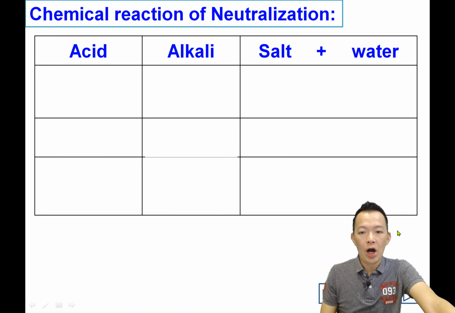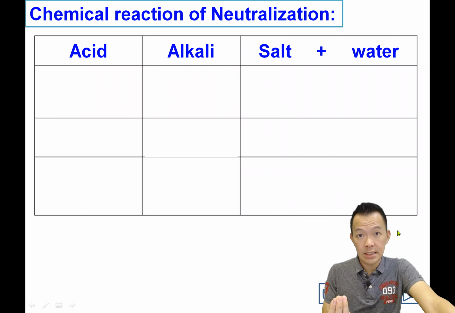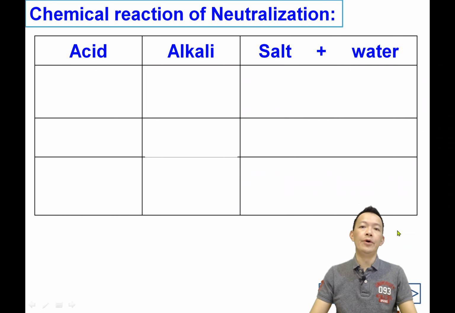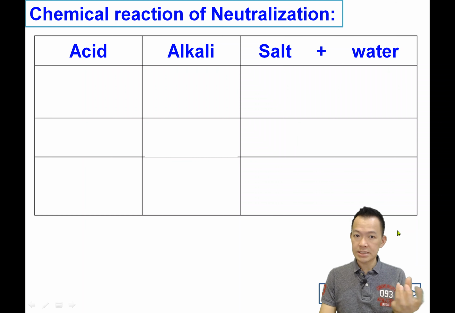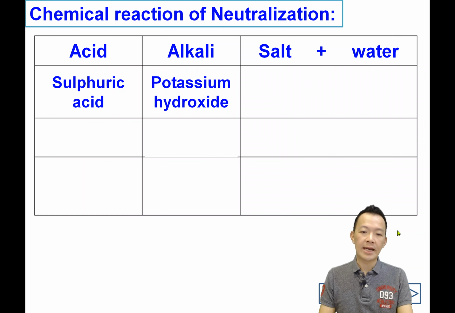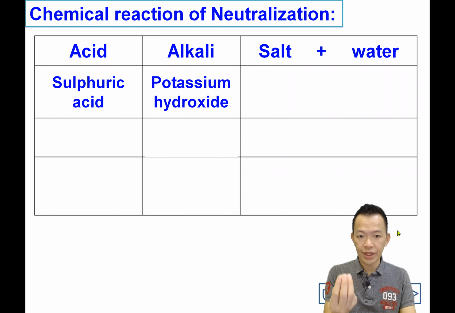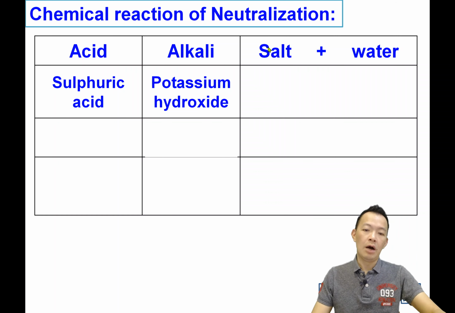So this is what we call neutralization. Any example, we go to this table. When you go to the exam, there are so many types of acid and so many types of alkaline. Your teacher may use any acid or alkaline, we don't know. But never mind, we try writing the chemical reactions. Sulfuric acid reacts together with the potassium hydroxide. It is going to produce a salt and water. But what is the salt? What is the name of the salt?